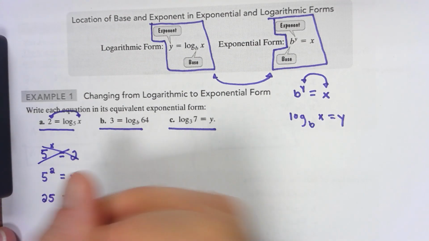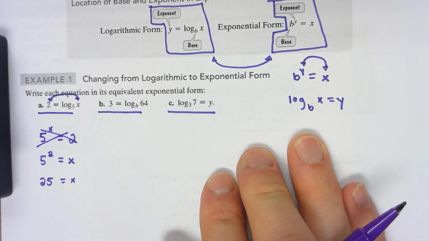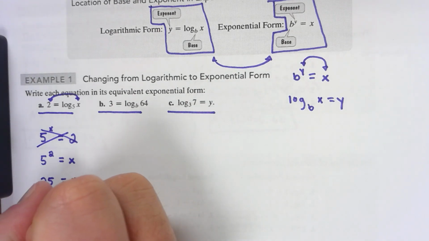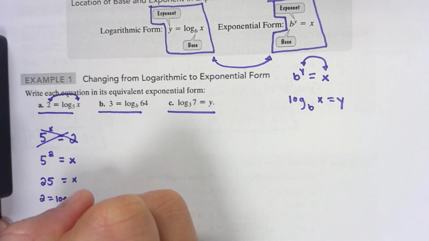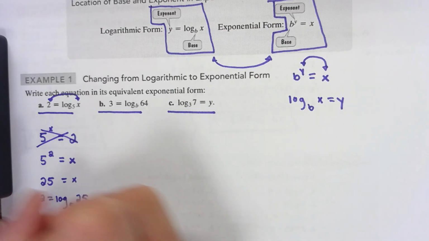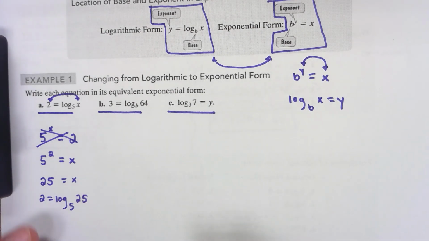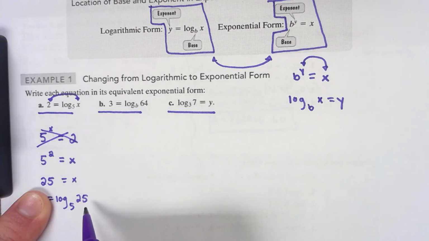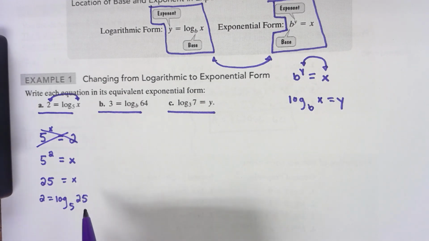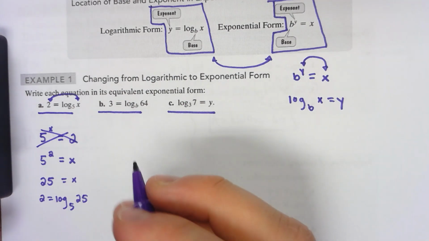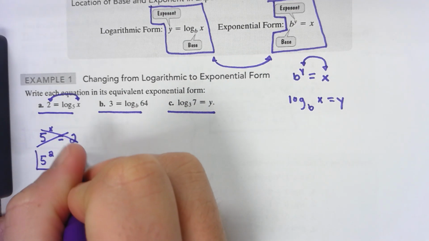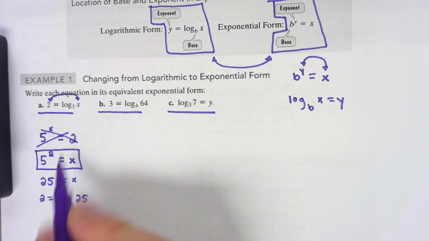Now, before I have you do B and C, I want to talk about what we just did there. We basically found that log base 5 of 25 equals 2. And again, if I saw log base 5 of 25 and I needed to evaluate that, in my head I'm thinking 5 to the power of what is 25? That would be 5 squared is 25. Again, think of logs as exponentials. This is what we were looking for there.